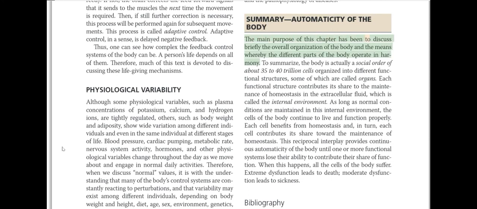Summary: automaticity of the body. The main purpose of this chapter has been to discuss briefly the overall organization of the body and the means whereby the different parts of the body operate in harmony. To summarize, the body is actually a social order of about 35 to 40 trillion cells organized into different functional structures, some of which are called organs. Each functional structure contributes its share to the maintenance of homeostasis in the extracellular fluid, which is called the internal environment. As long as normal conditions are maintained in this internal environment, the cells of the body continue to live and function properly. Each cell benefits from homeostasis and, in turn, each cell contributes its share toward the maintenance of homeostasis. This reciprocal interplay provides continuous automaticity of the body until one or more functional systems lose their ability to contribute their share of function. When this happens, all the cells of the body suffer. Extreme dysfunction leads to death, moderate dysfunction leads to sickness.